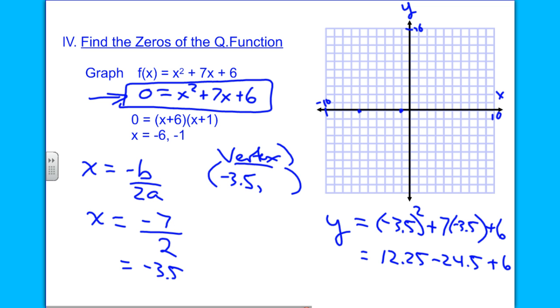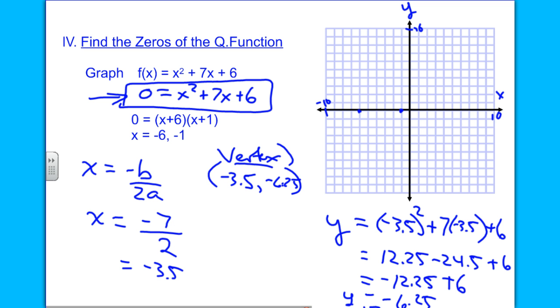Okay, and so what would 12.25 minus 24.5 be? Isn't 12.25 half of 24.5? Yeah, it is, isn't it? So it equals what? Negative 12.25, and now we simply add 6 and we get -6.25. There's your y value, -6.25.